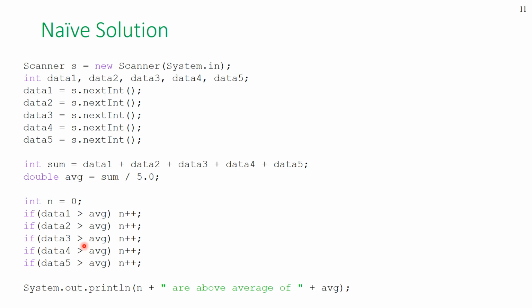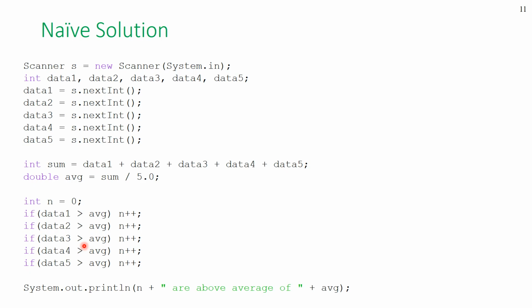And then I need to count how many of those values were above average. Well, I stored them all. They are here, data1, data2, data3, etc. So I say, here's my counter, n = 0, okay? If data1 is above the average, increment the counter.